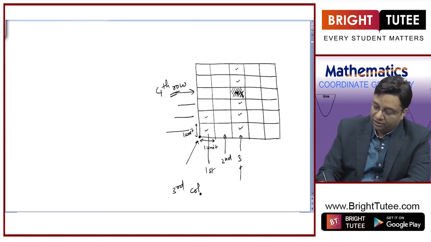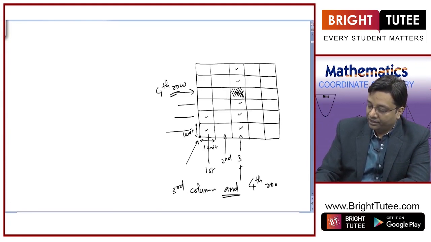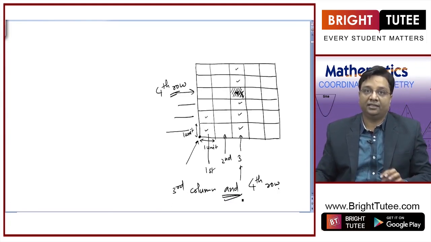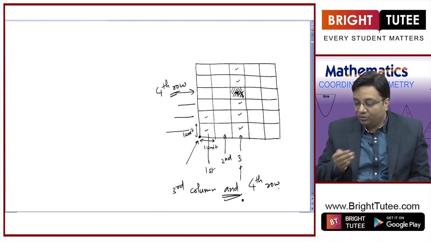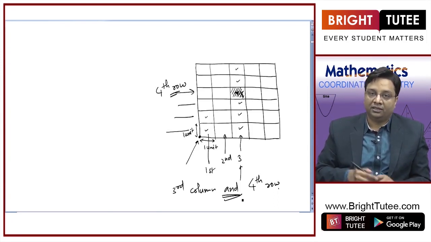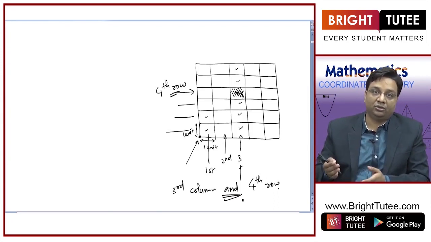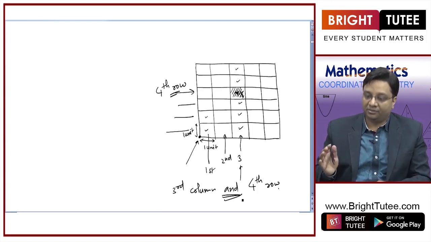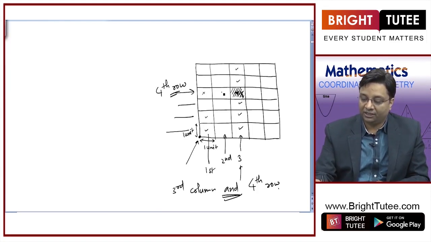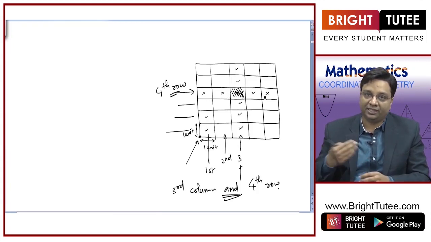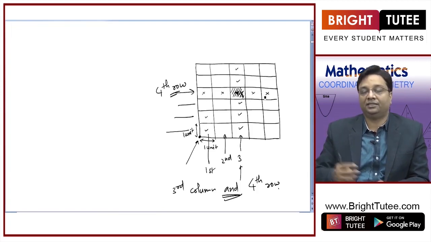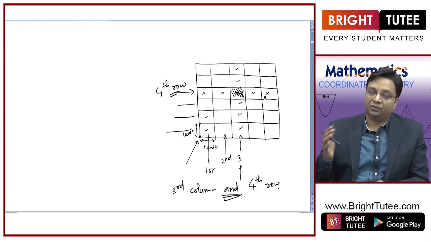Third column and fourth row. Why have I emphasized on 'and'? Because you have to make this statement simultaneously, that the student is sitting in third column and fourth row. If you say the student is sitting in third row or fourth row, it doesn't mean anything, because you will still not be able to give the exact position, because all these students are sitting in the fourth row. But when you say collectively that the student X is sitting in third column and fourth row, you will be able to tell the position exactly, right?